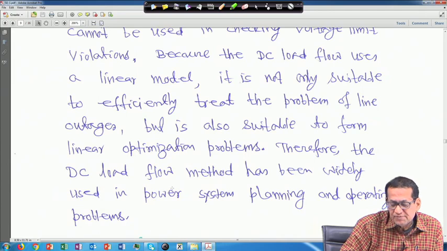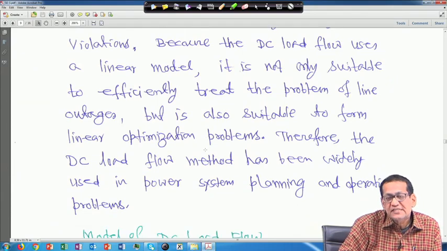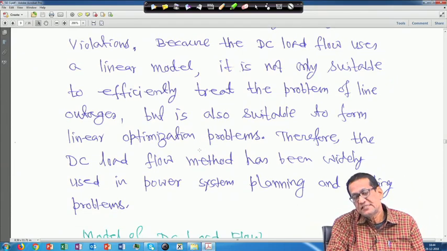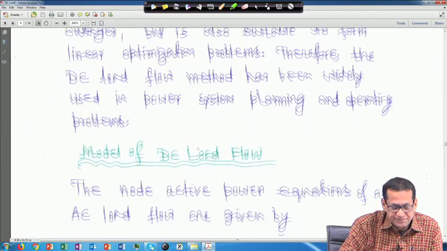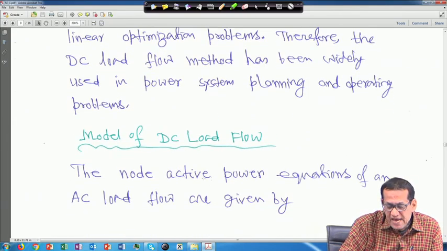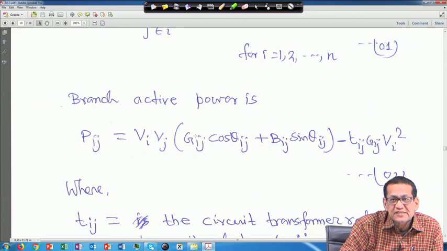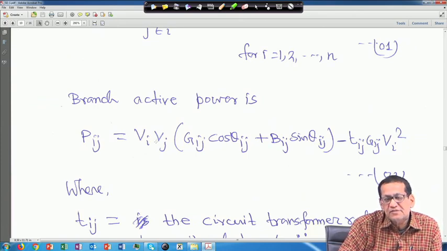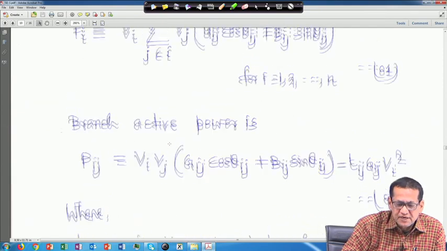Therefore, the DC load flow method has been widely used in power system planning and operating problems. So, here also for state estimation we will see DC load flow first. Now, the model of DC load flow. The node active power equations of an AC load flow are given by the following. Different books have different conventions; here I have taken some convention, but whatever convention you take is no problem.